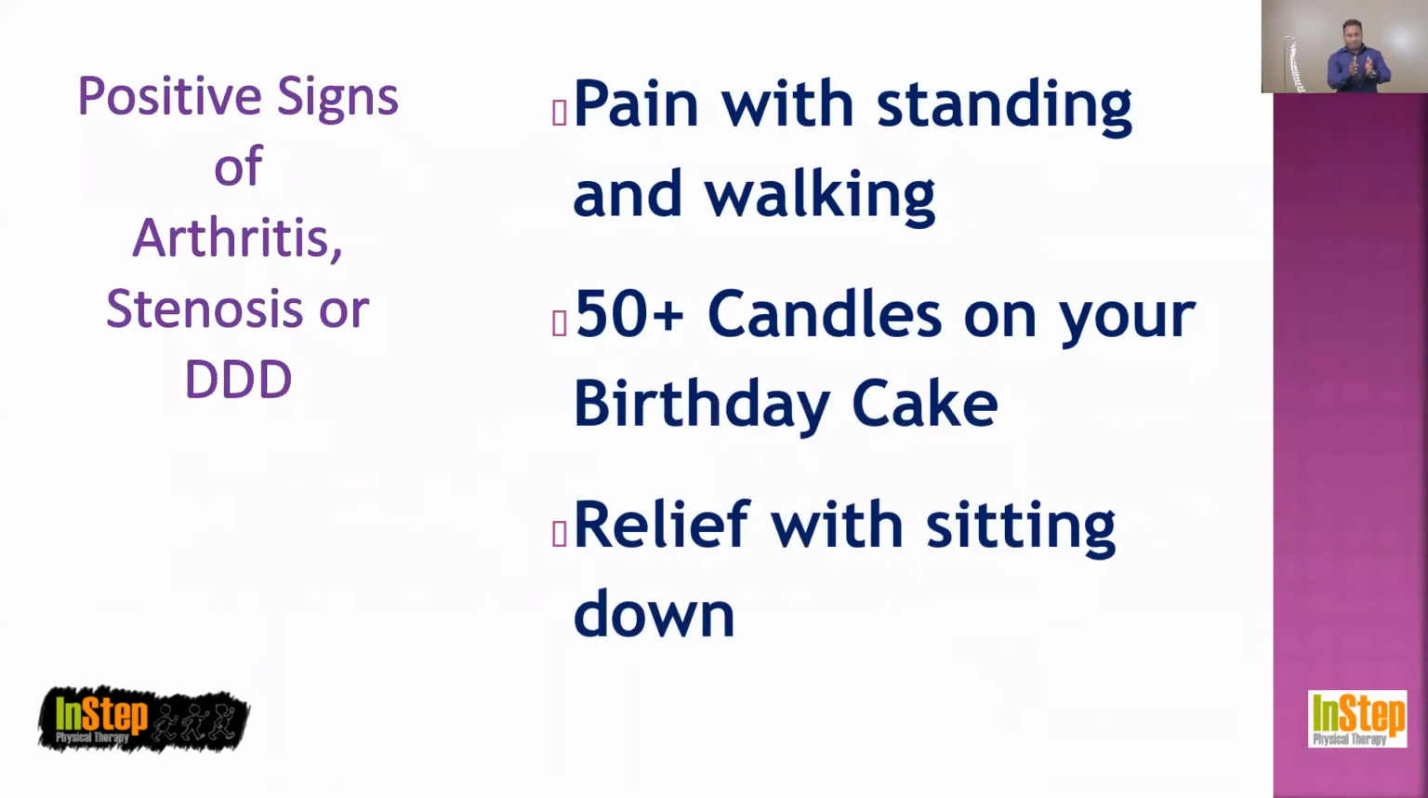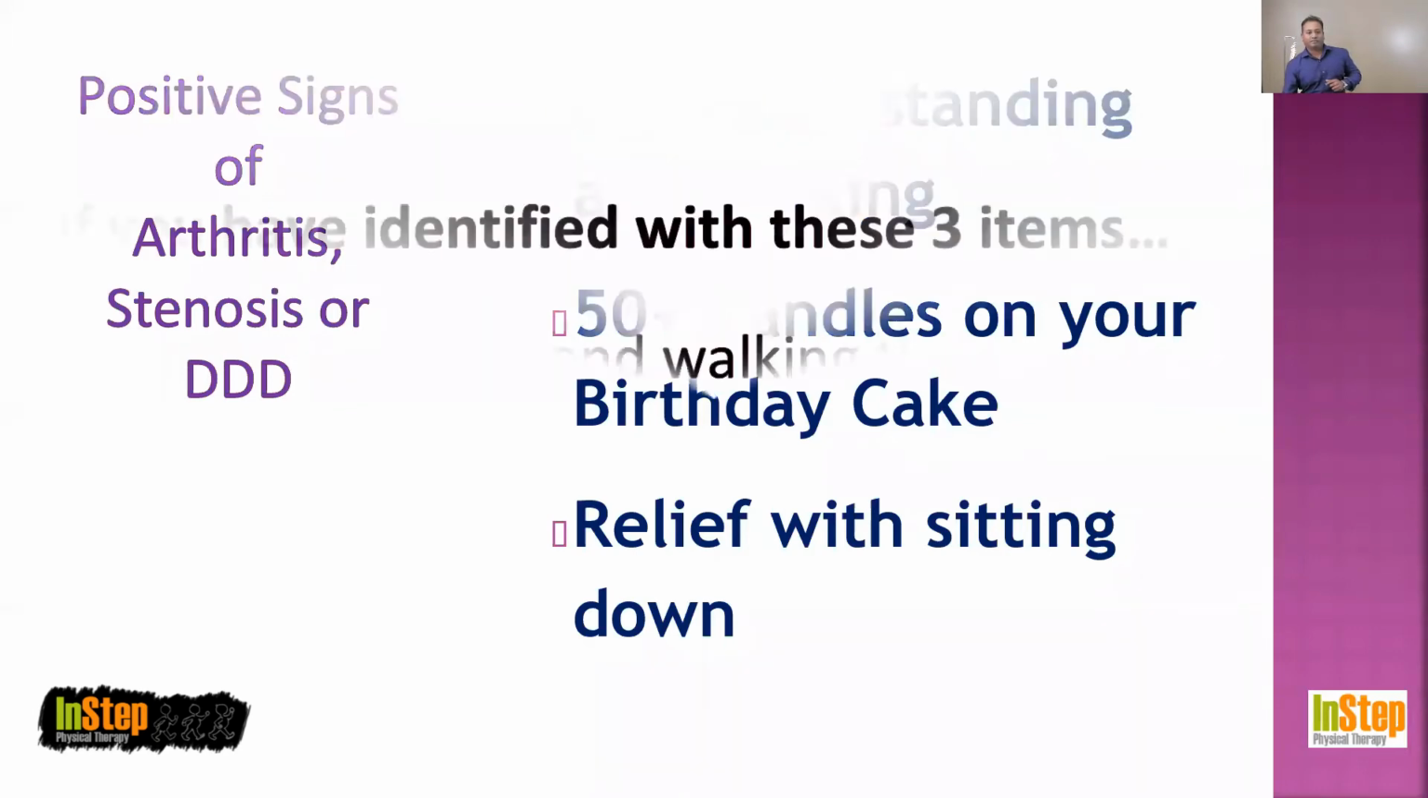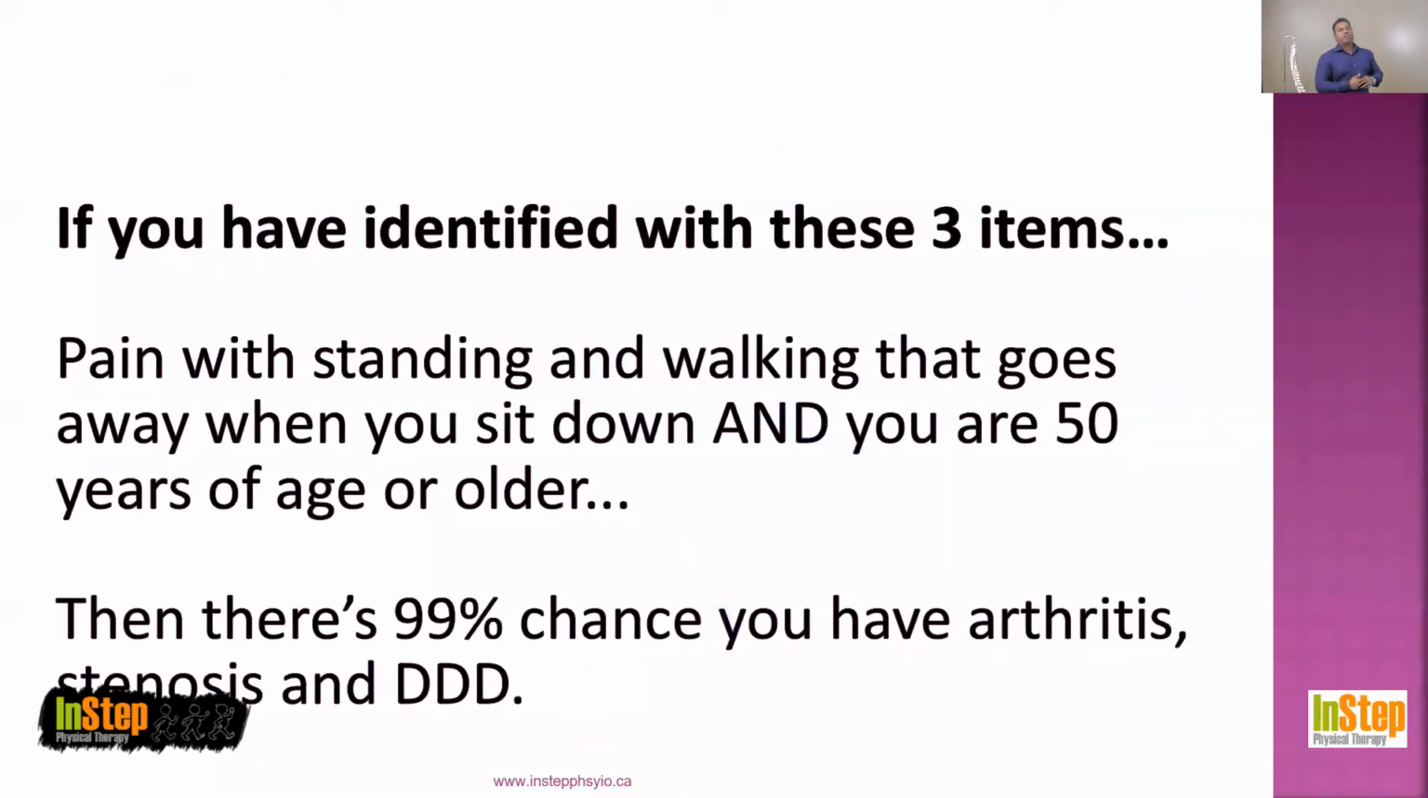So this group of people who have either stenosis or arthritis or disc degeneration will have a lot of pain in standing and walking. Why? We'll discuss that. And usually they are 50 plus in age, and they'll have relief sitting down. So if you identify someone, or you yourself, have pain with standing and walking that goes away when you sit down and you're 50 years plus, there is a 99% chance that you have one of these, either arthritis, stenosis, or degenerative disc disease.